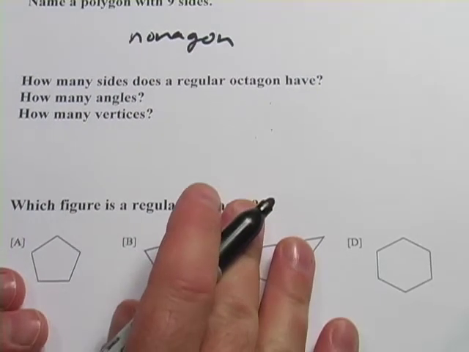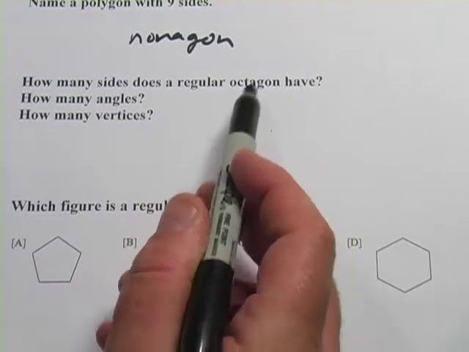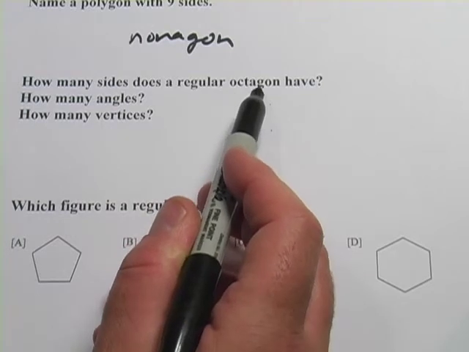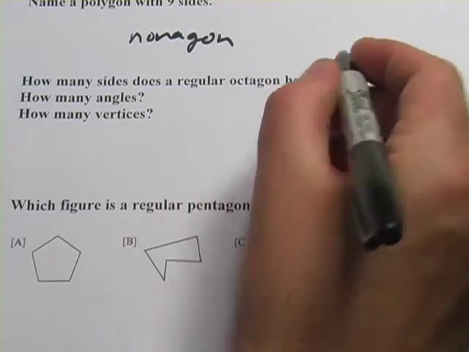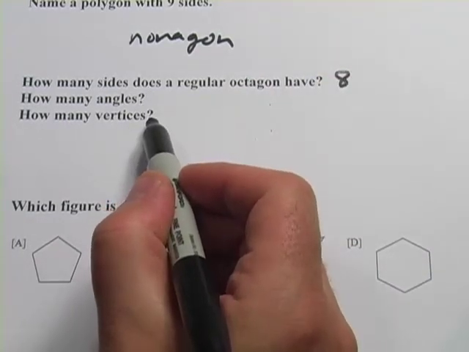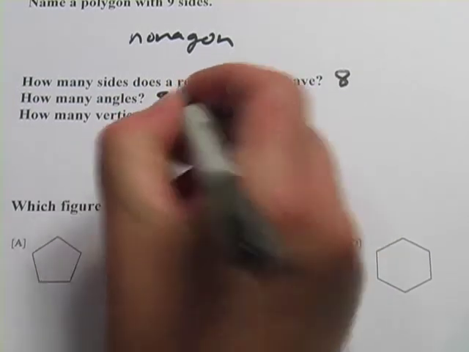All right, let's look at the next one. How many sides does a regular octagon have? Maybe you remember this one. This one's easier to remember. Octagon has 8 sides. You can think of an octopus, which has 8 legs. So that's 8. And then the number of angles and the number of vertices is always going to be the same as the number of sides. So it's 8 and it's 8 for an octagon.